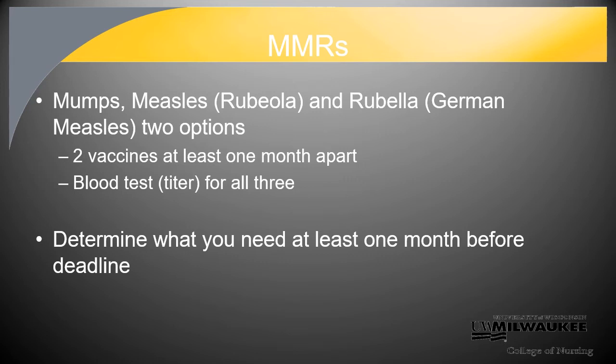Something to take note of is that I said the two shots must be at least one month apart. I strongly encourage that you have this all figured out at least a month prior to the deadline. If you find out you are not immune to something and end up needing to get the two shots, which must be at least one month apart, that means you're going to miss the deadline, which means you cannot start the major in fall. Don't let that happen to you.